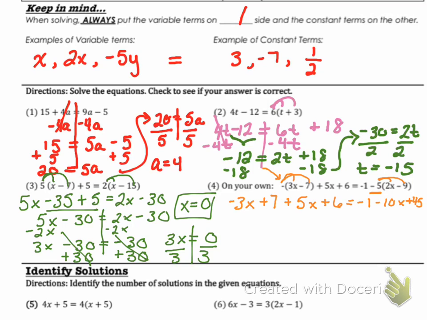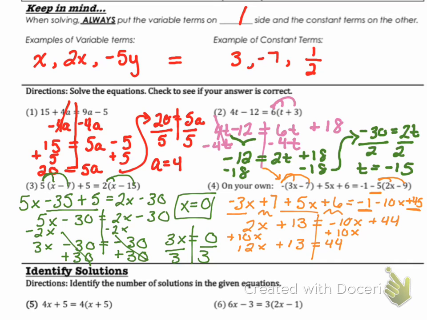Then I'll combine like terms. So I've got negative 3x, 5x, that gives me 2x, and then 7 and 6 gives me 13 is equal to, and then I've got negative 10x, that doesn't combine with anything, and then the negative 1 and then 45 gives me 44. So I would choose to add the 10x to the other side because, again, that would give me positive coefficients. So that's 12x plus 13 is equal to 44.